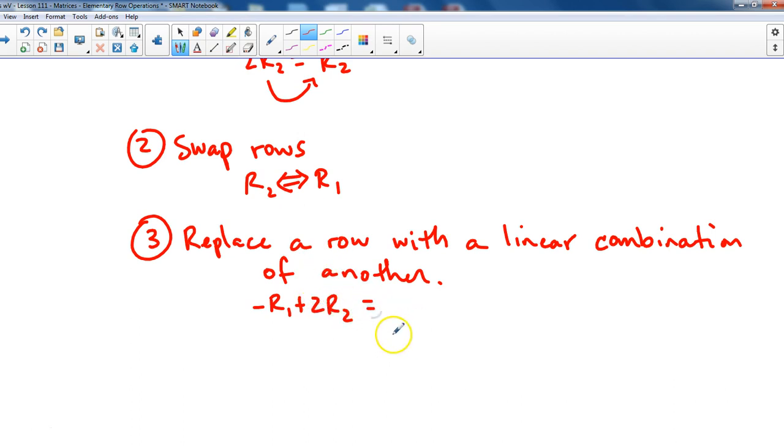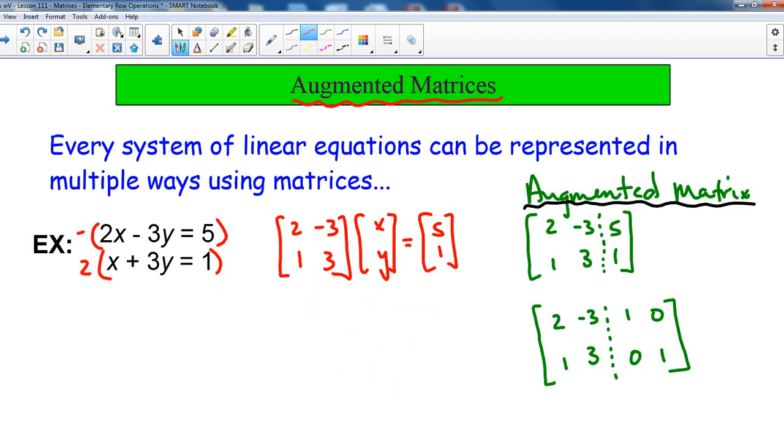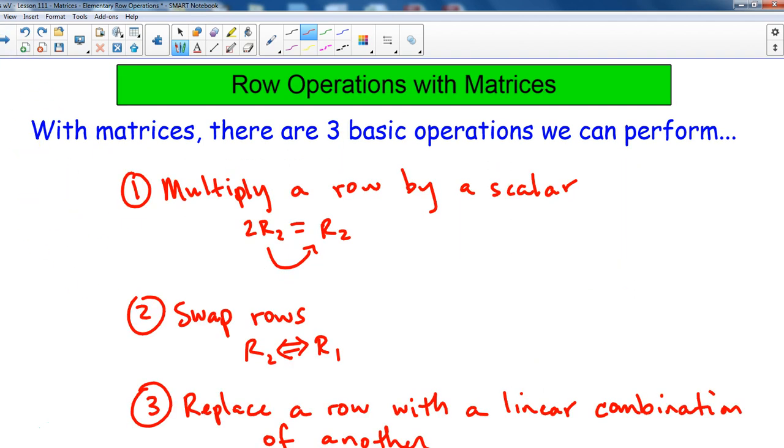And we can replace one of these rows with it. So generally we're going to replace one of the bottom rows, although that's not always the case. So this is going to become my new row 2. So really all this is kind of like an elimination method for matrices. Okay, so those are my three operations.